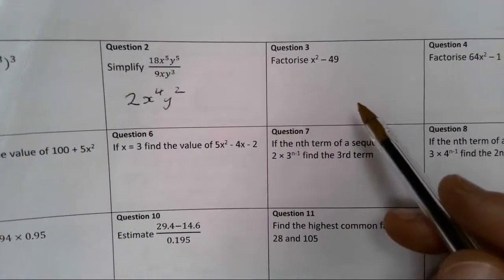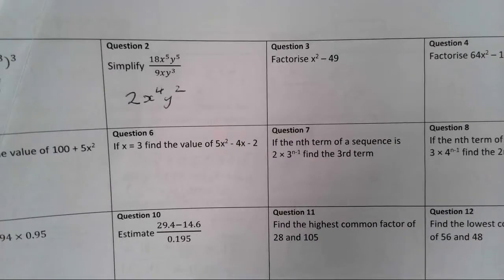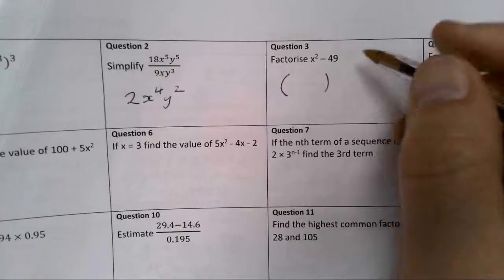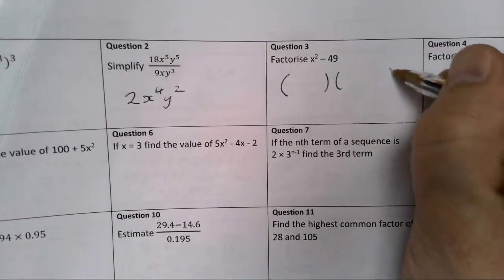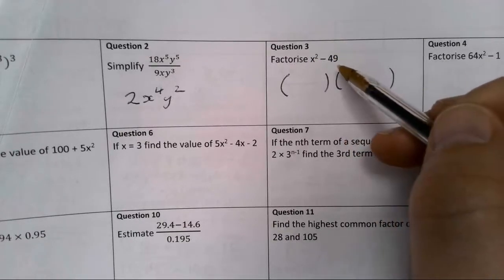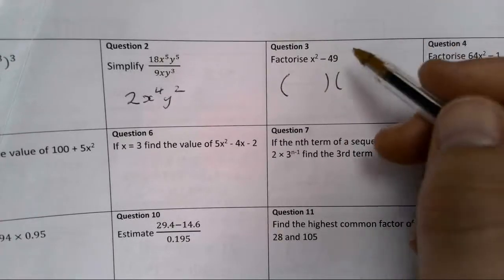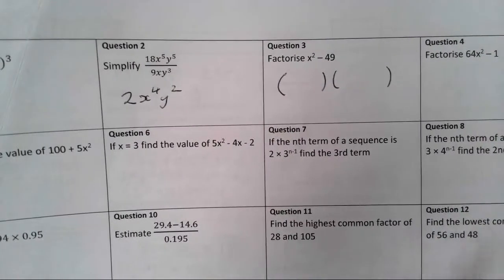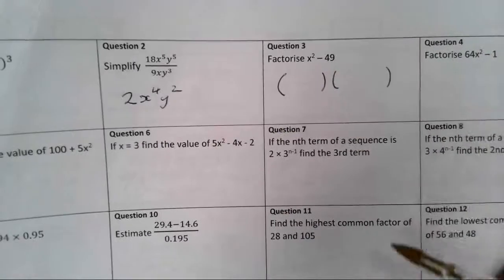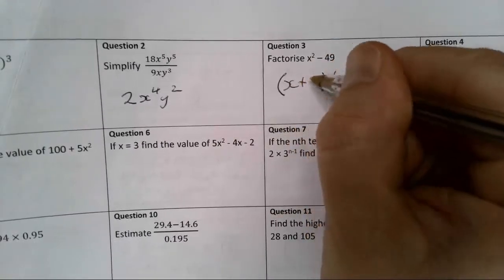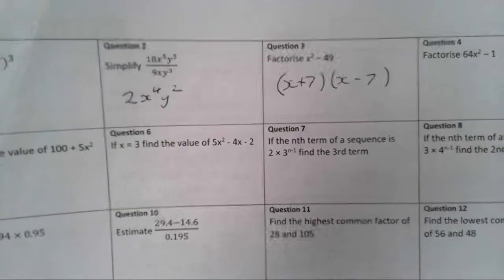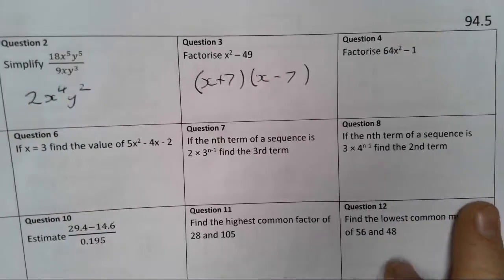This is called the difference of two squares because you've got two square numbers here. The fact that that's x squared and so it's an algebraic square and that's a numerical square doesn't matter. It can be either. So we've got the difference of two squares because they're taking one away from the other. So it's just x plus 7, x minus 7. Because when you expand that out, the plus 7x and the minus 7x will disappear.